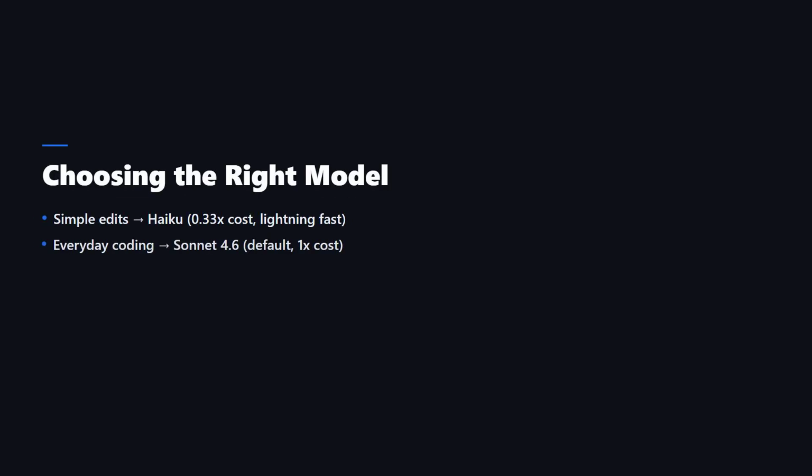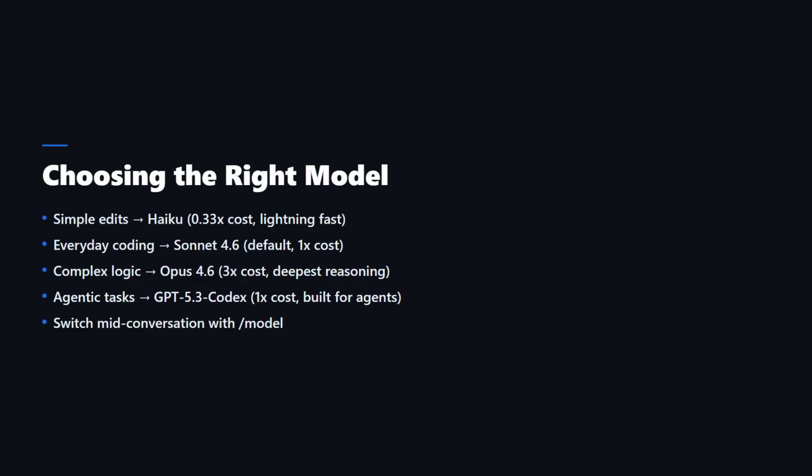Here's my mental model for choosing. Simple edits, adding a route, renaming variables. Use Haiku at 1/3 the cost. Everyday coding. Sonnet 4.6 is the default for a reason. Complex reasoning, debugging race conditions, designing architecture. Use Opus for the deepest analysis. Agentic tasks where Copilot works autonomously. GPT 5.3 Codex. And remember, you can switch mid-conversation. Match the model to the task, and you'll save both time and premium requests.